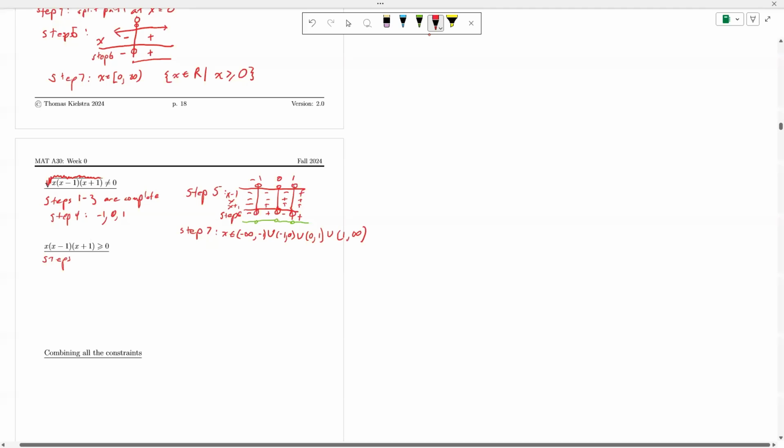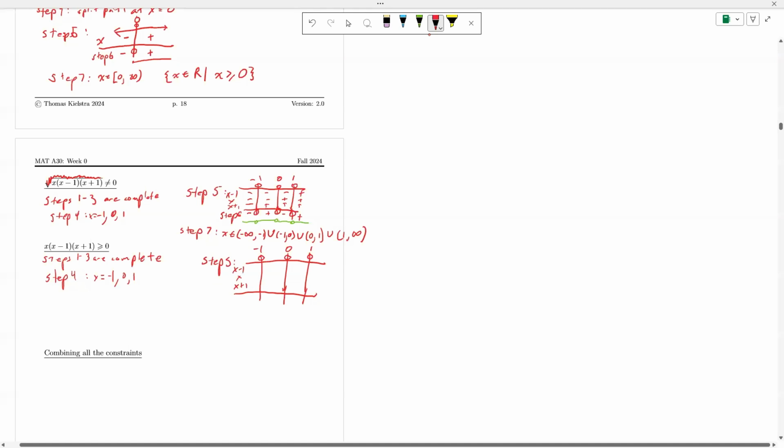What about this expression? This expression is slightly harder. Again, steps 1 through 3 are complete. Step 4, we have x equaling minus 1, 0, and 1 as our split points. In step 5, we create our sign chart. And our sign chart is pretty much the exact same as it was before. Minus 1, 0, 1. We're at 0 at these three values. We have x minus 1, x, and x plus 1.